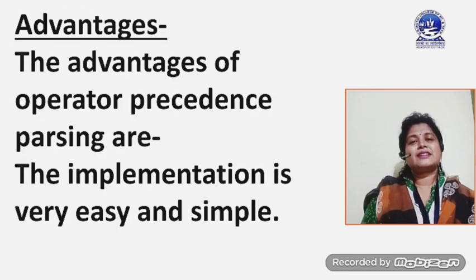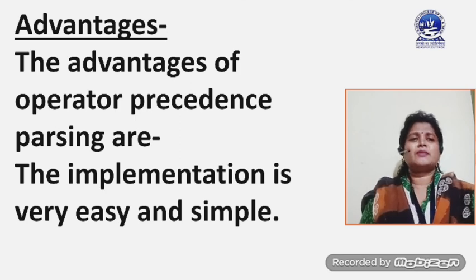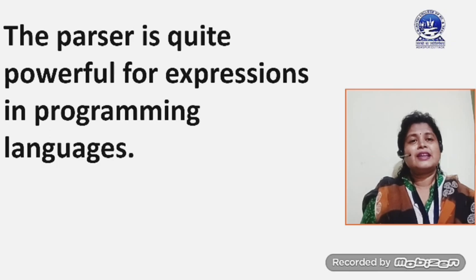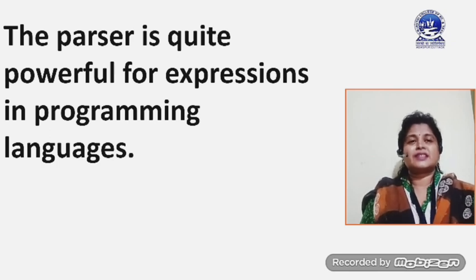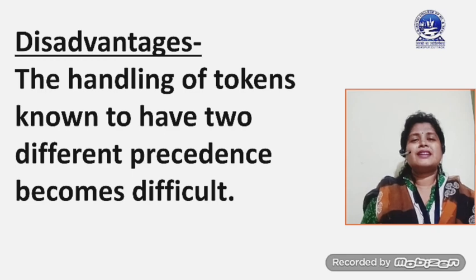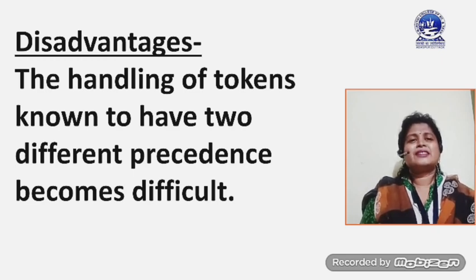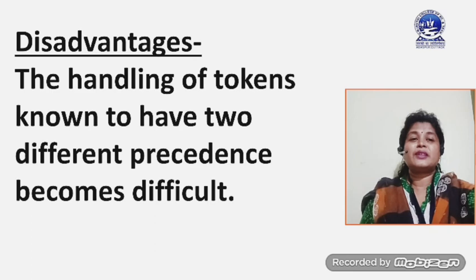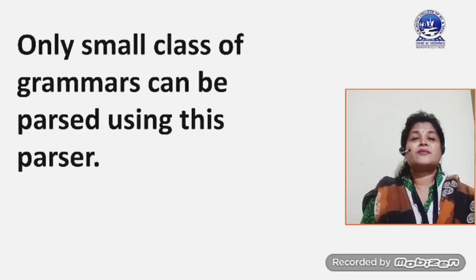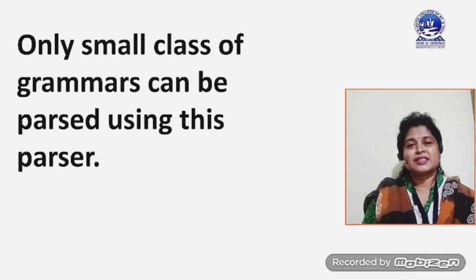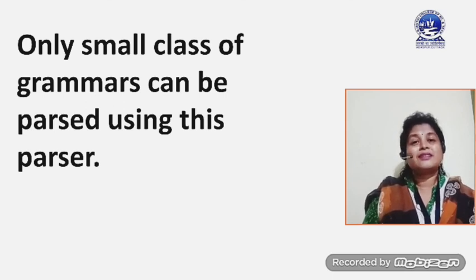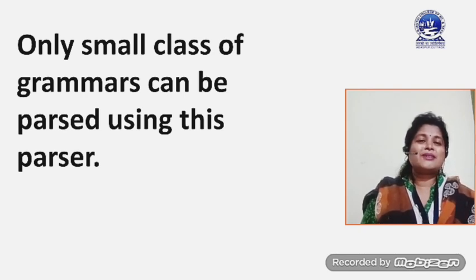Now we will discuss the advantage of operator precedence parsing. The advantage is that the implementation is very easy and simple, and it is very powerful for expressions in programming languages. But it has one disadvantage also. The handling of tokens known to have two different precedences becomes difficult. Only a small class of grammar can be parsed using this parser. Of course it is true, but we need to use operator precedence parsing because in any programming language there are lots of operators, and operators follow precedence and associativity.